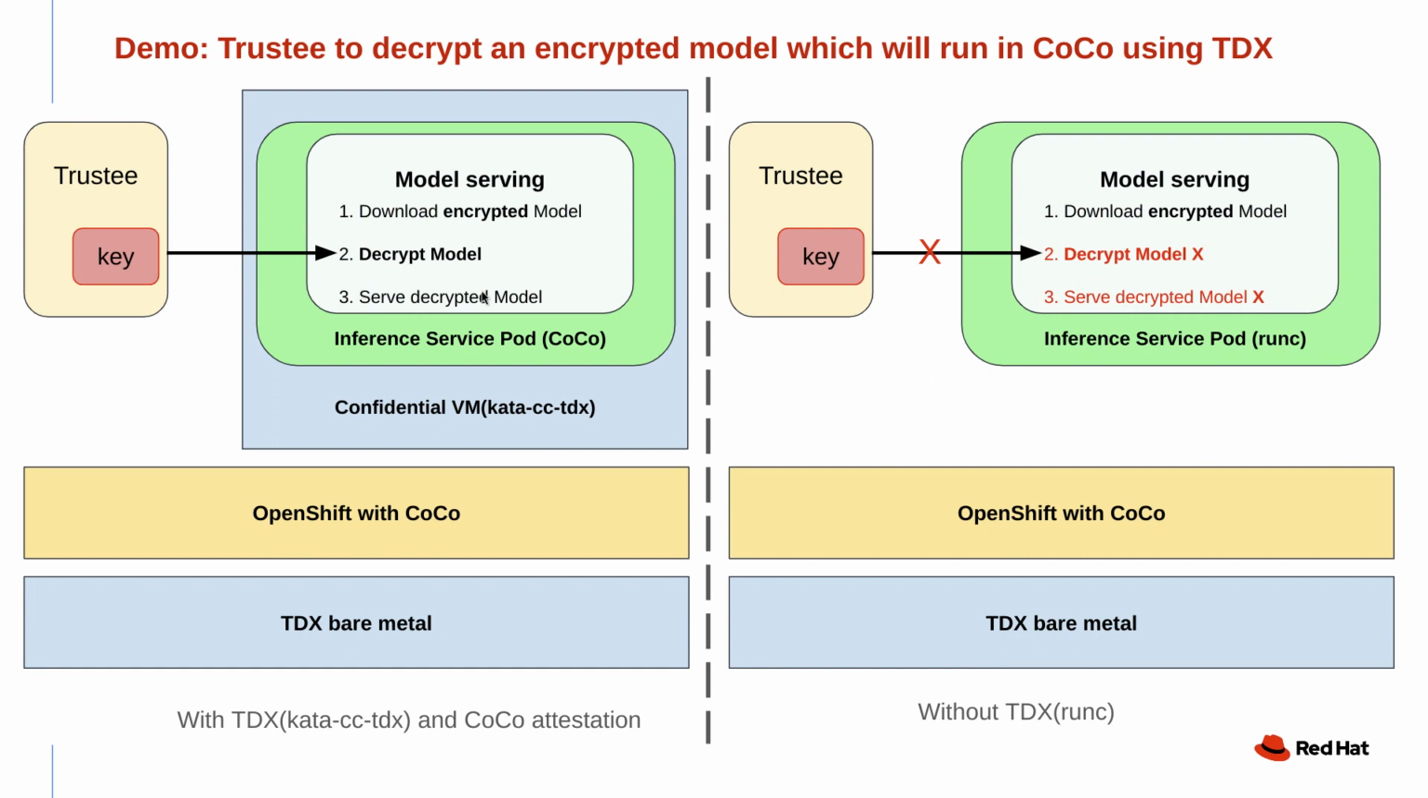On the right picture, the AI model is directly served without a confidential VM. It's using the runC runtime class. It will also request the secret from the Trustee KBS service. However, this workload is not protected by Intel TDX, so it fails to get the secret from the KBS and the model cannot be decrypted, so it cannot be deployed successfully in a non-TEE environment. Okay, so this picture shows the key point of the demo we will present next.